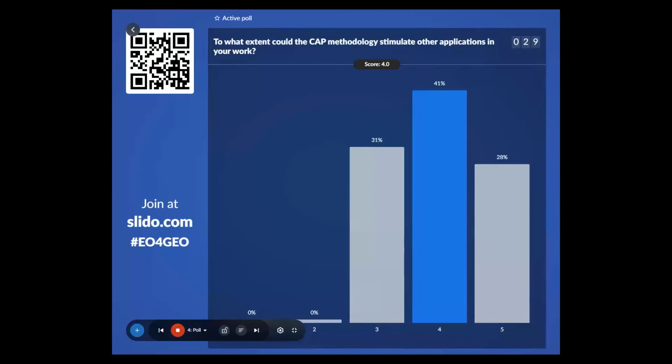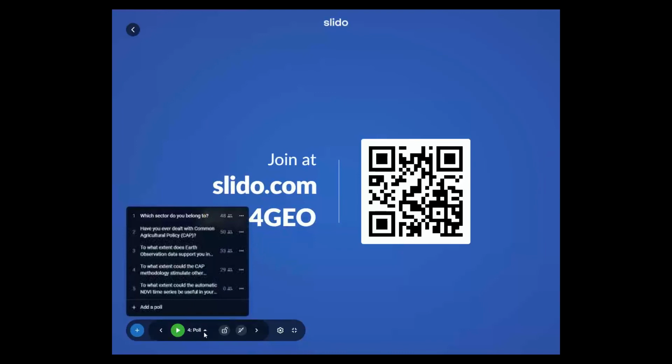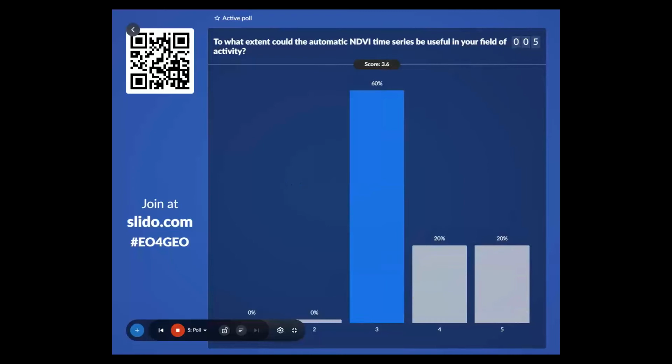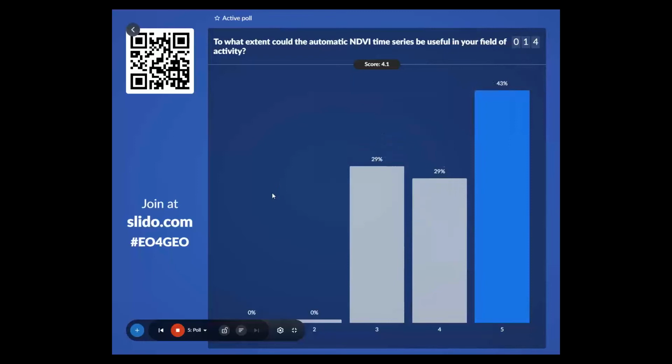Interesting to see that besides that all the replies are in the upper part, in the rightmost part of the diagram, it's interesting to see that 41% of the participants estimated that what you showed can stimulate other applications in their work. So let's go to the final question, even more technical. To what extent could the automatic NDVI time series be useful in your field of activity? Of course, we are going more into technical details, but it's interesting to know in terms of the overall reusability of the methodologies that you just showed in other domains.